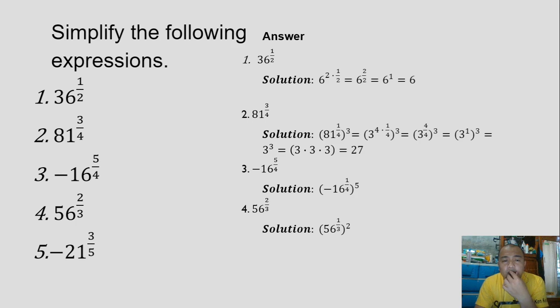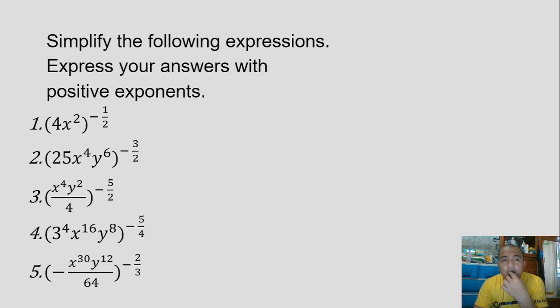How about number 4? 56 raised to 2 thirds. So that's equivalent to 56 raised to 1 third squared. How about number 5? Negative 21 raised to 1 fifth cubed. That's how we simplify the following expressions, numbers 1 to 5. Next, another.